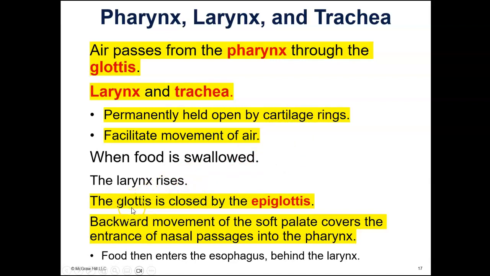And then the glottis, which is the opening to the larynx and trachea, is closed by a flap called the epiglottis when you swallow. And so when you're swallowing food, the epiglottis closes over so that food can't go into your windpipe or your trachea. Now, to keep food from going into your nasal passages, that is your soft palate.